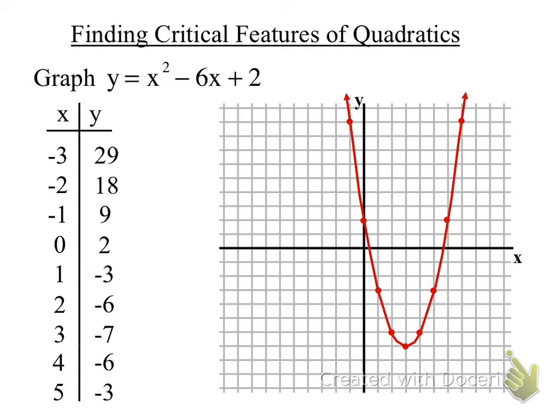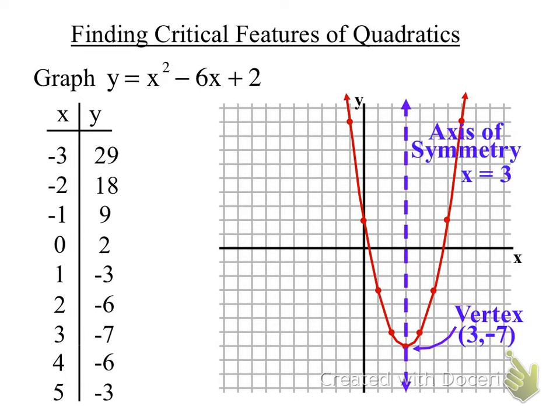Okay, so what do I need to label every time? Okay, what is my axis of symmetry here? Okay, 3. And what's my vertex? 3, -7, and then my axis of symmetry. So what do we notice, again, every time about the relationship between the axis of symmetry and the vertex? Julia? Your axis of symmetry is the x in the vertex.